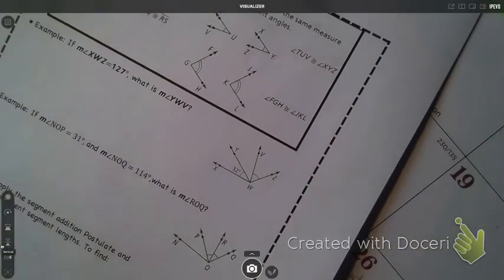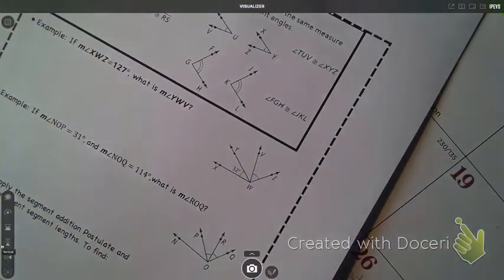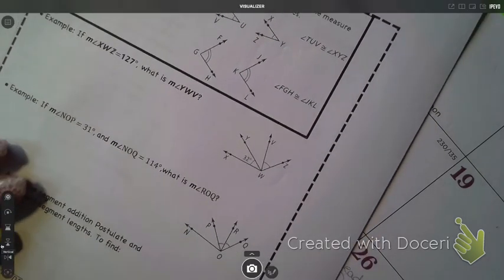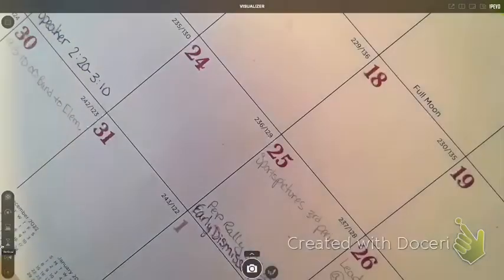Again, hopefully this answered all your questions from yesterday if you had any. Okay, now the assignment that is up there, it is page 12, right? 12, 16 through 38, and 39. So that is your assignment for tonight. Again, go as far as you can.